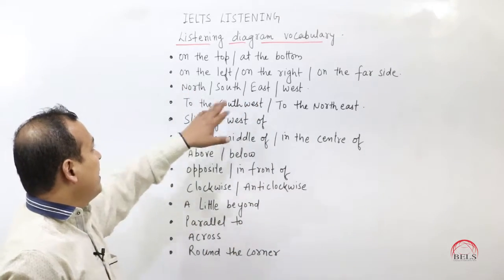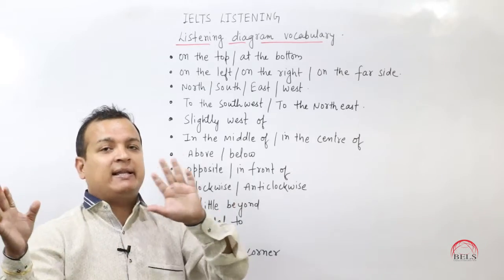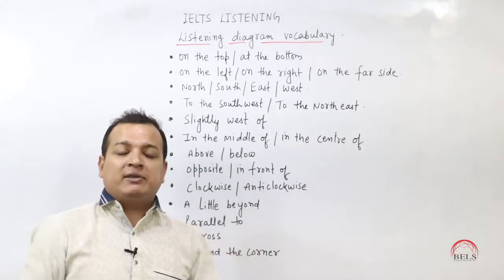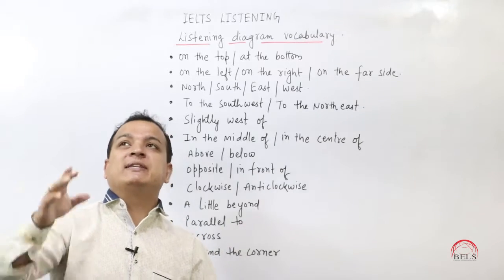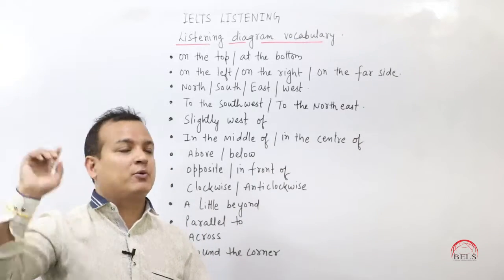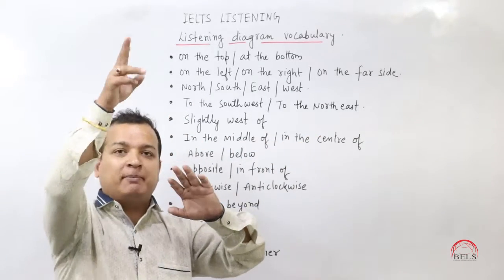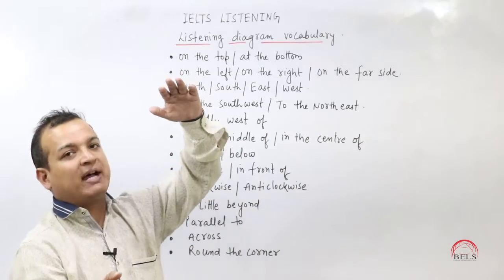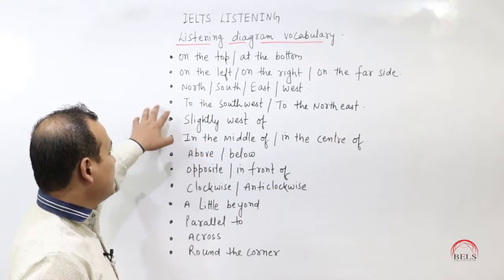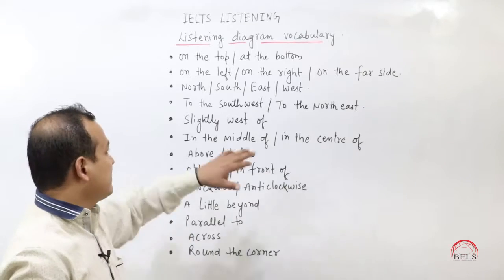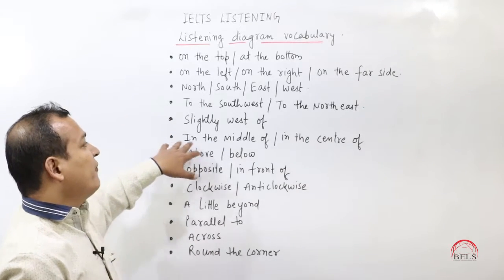On the left, on the right, north, south, east, west, just like a map of India, you need to picturize. Before writing the diagrammatic answers, guys, you can simply sketch out a map with east, west, north, south. The northeast will be in the middle of north and east, and southwest will be between south and west. So you need to understand it. Slightly west of means a little bit of inclination towards the west. In the middle of, in the center of.